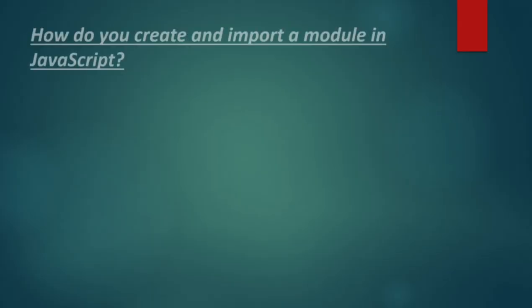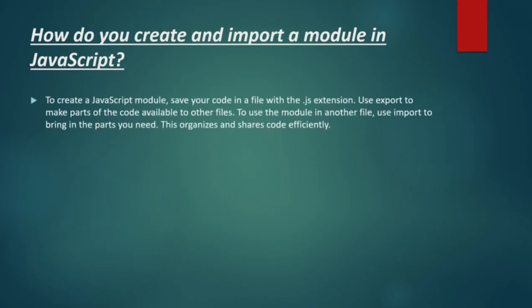Now let's move to the different question. How do you create and import a module in JavaScript? So, to create a JavaScript module, save our code in a file with the .js extension. Use export to make parts of the code available to other files. To use the module in a different file, use import to bring in the part that we need. So this organizes and shares code efficiently.